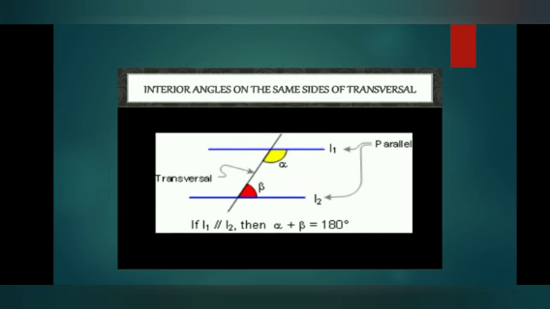The next angles are the interior angles on the same side of the transversal. Here L1 and L2 are the parallel lines and you have a transversal. You have two angles formed on the same side of the transversal, denoted by alpha and beta. Don't worry about that. When I add the angles which are lying on the same side of the transversal, the sum will be equal to 180 degrees. So these angles are called the interior angles on the same side of the transversal.